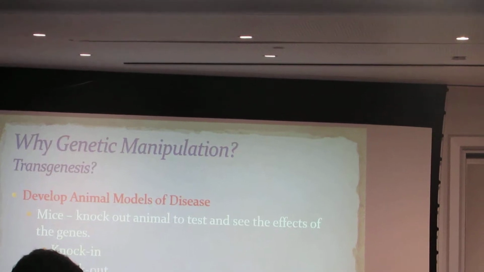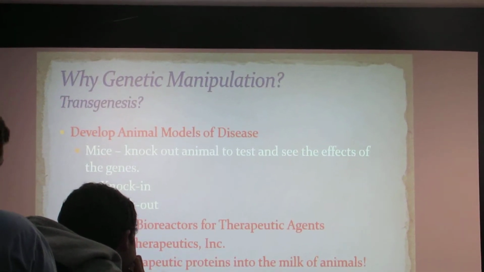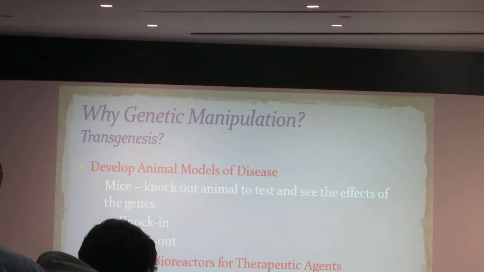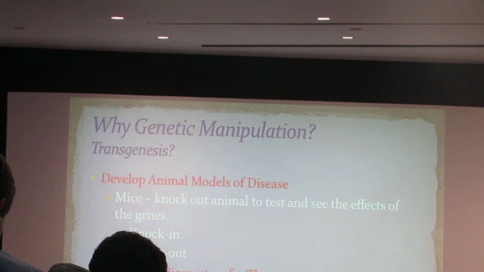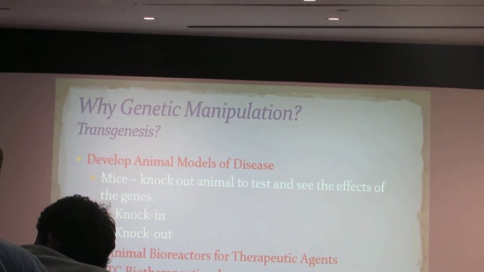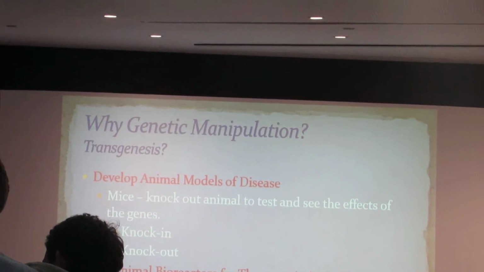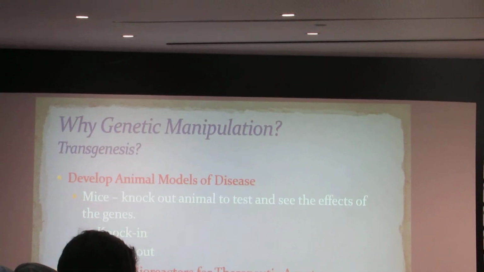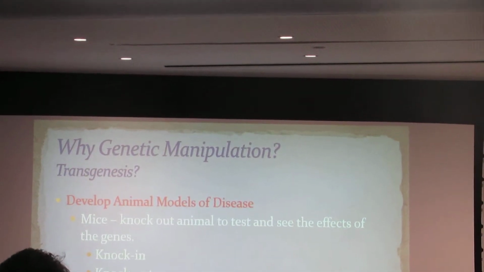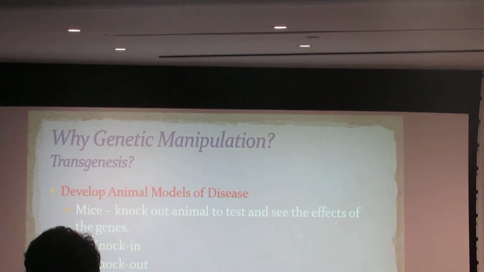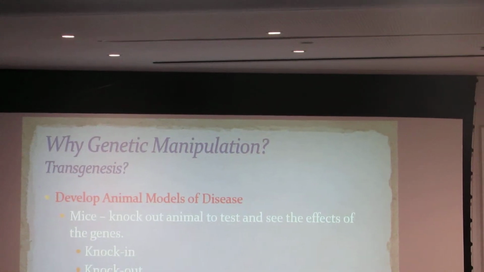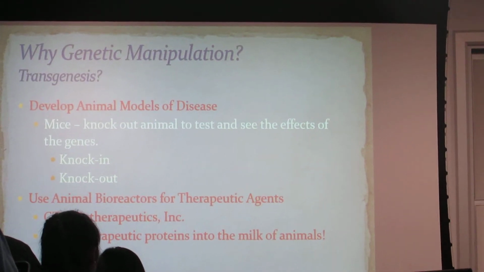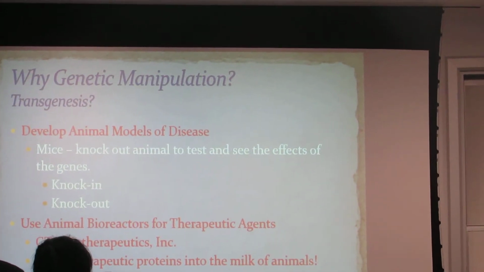And then animal bioreactors, you mentioned this briefly, so it's called GTC therapeutics. Know about this concept, GTC, but what it basically is, you're trying to create proteins in sheep and cows or anything that produces milk, and try to get the protein in the milk. So you're basically using the animal to harvest the proteins that you want through genetic manipulation.